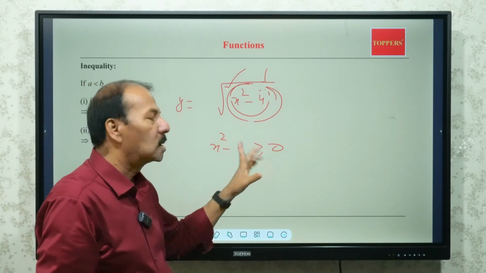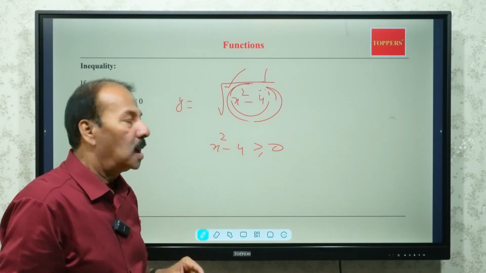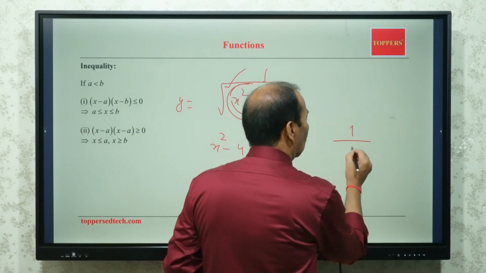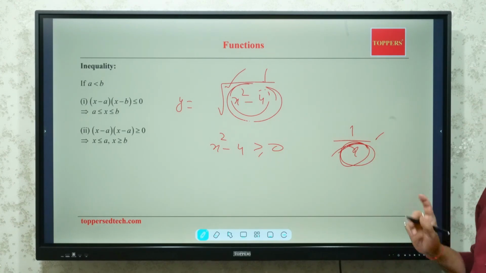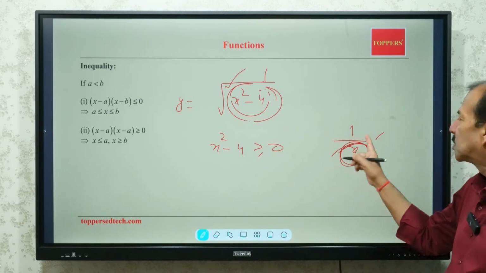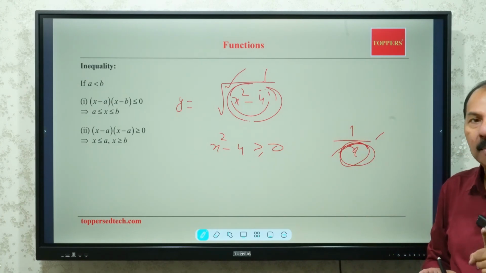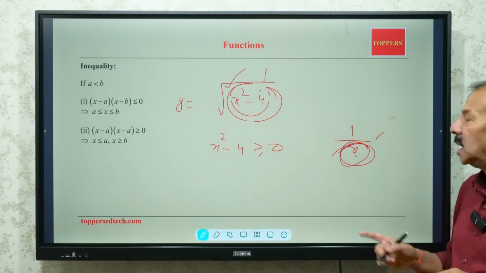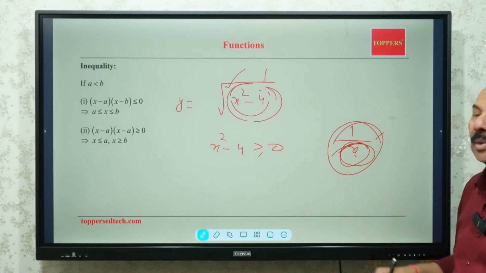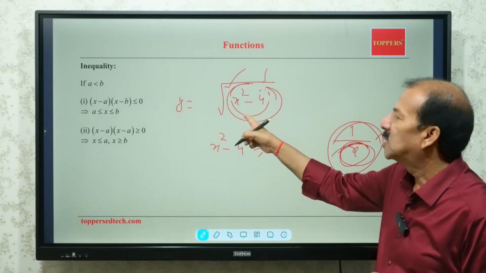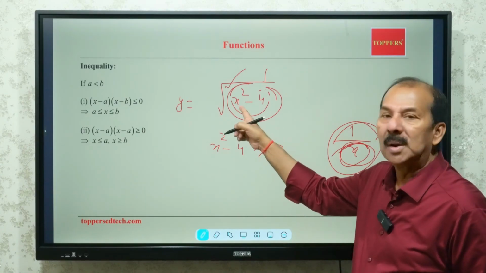So x squared minus 4 greater than or equal to 0. There are no terms in the denominator. Suppose some terms were in the denominator, let us say y is equal to 1 upon x. If you take x equal to 0, then y will become infinity. The second condition says that for a finite value of x, y should also be finite. It means that x equal to 0 is not part of the domain of y equal to 1 upon x. Here, similar terms are not there in the denominator, so we are not bothered whether x is 0 or not.